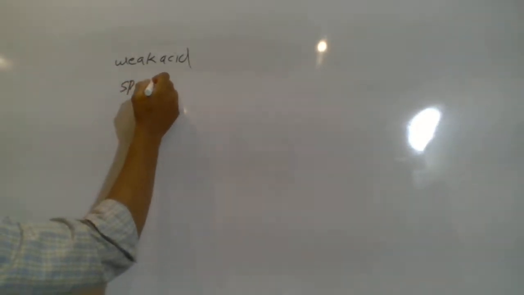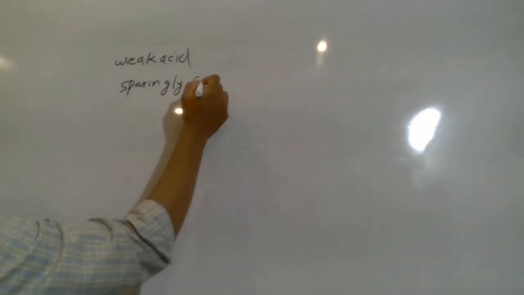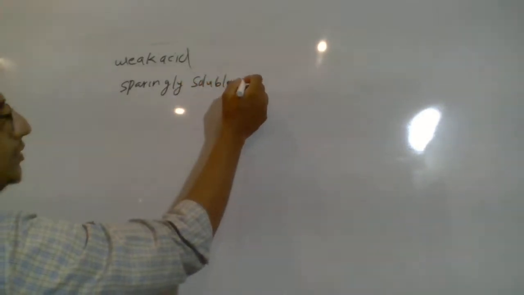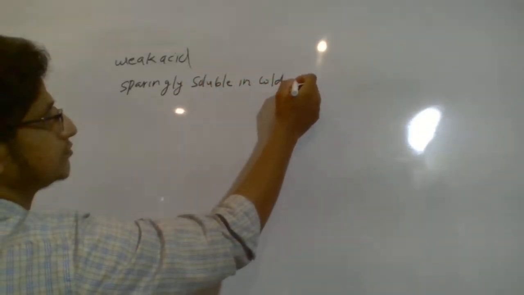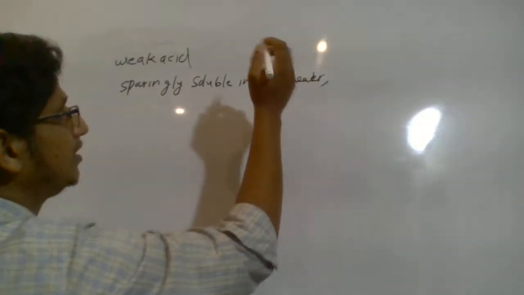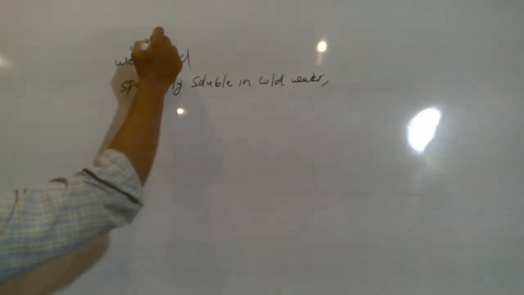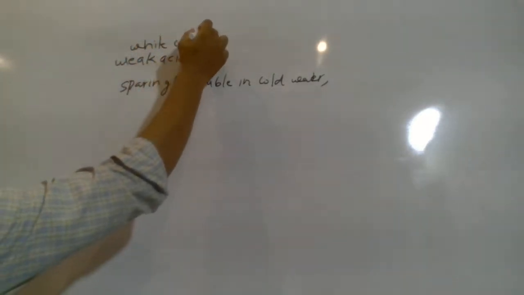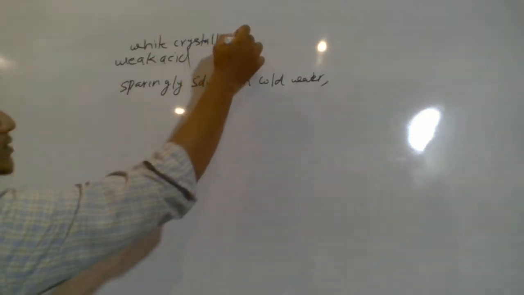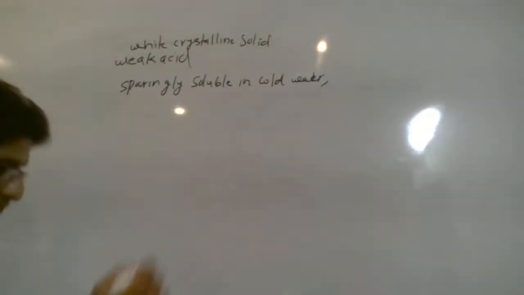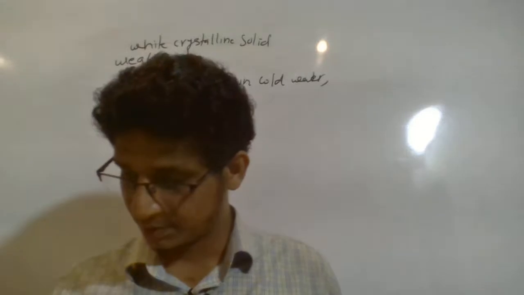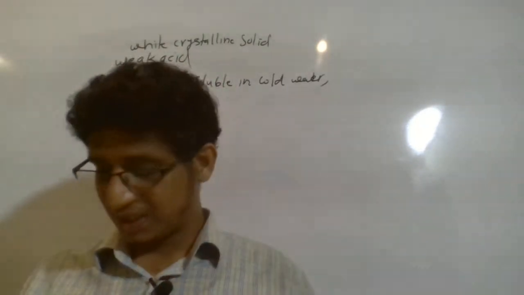The first point is that it's a weak acid, not a strong acid. Then it's sparingly soluble in cold water, and soluble in hot water. It's a white crystalline solid. So these are the points you can remember about physical properties.